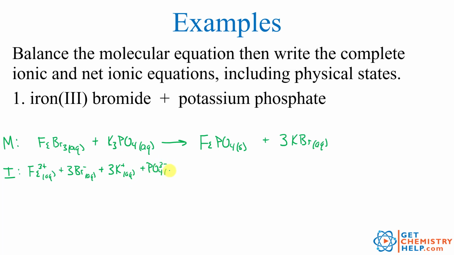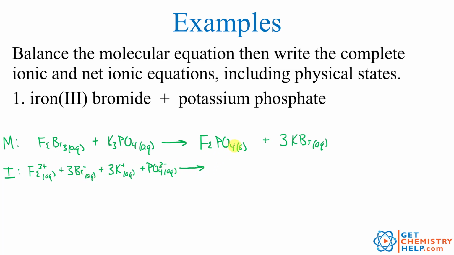Now notice here I'm using the same physical states as I had in the molecular equation. You don't need to go back to the solubility rules and try and figure them all out again. So if iron 3 bromide was aqueous up here, then the iron 3 and the bromide is going to be aqueous here. Now on to our products.